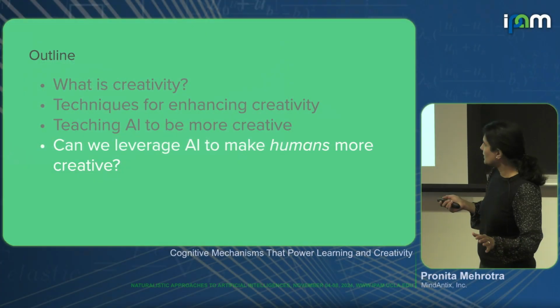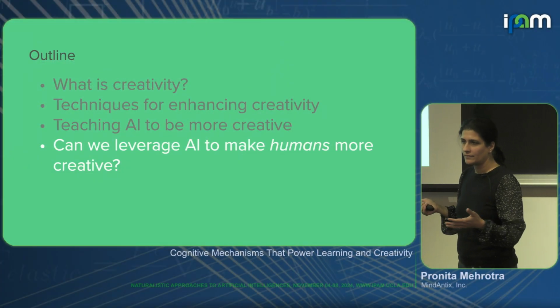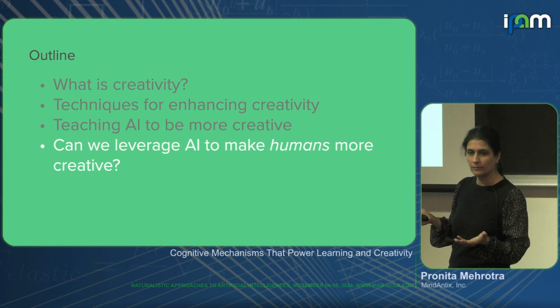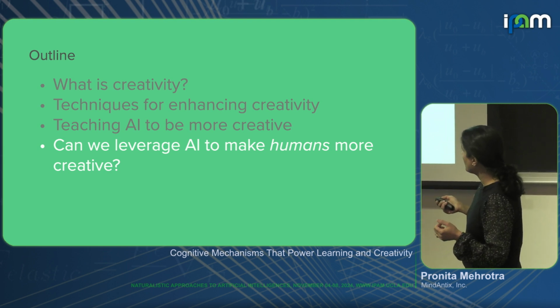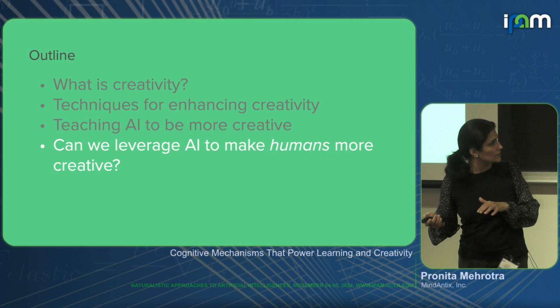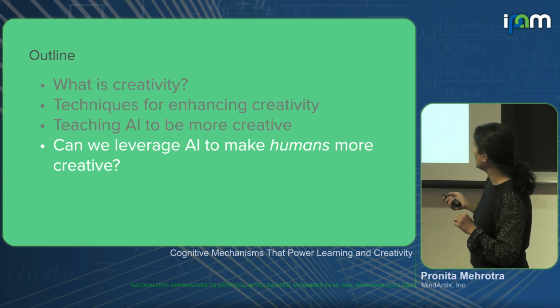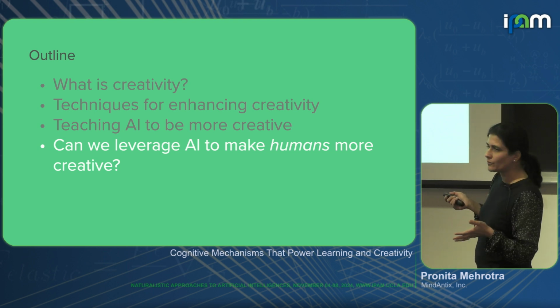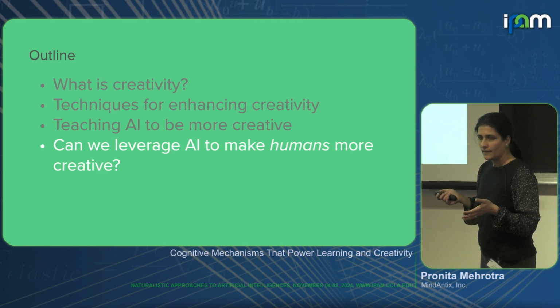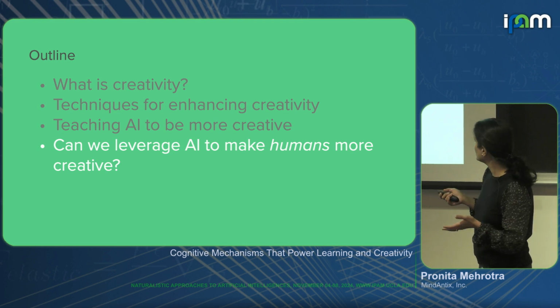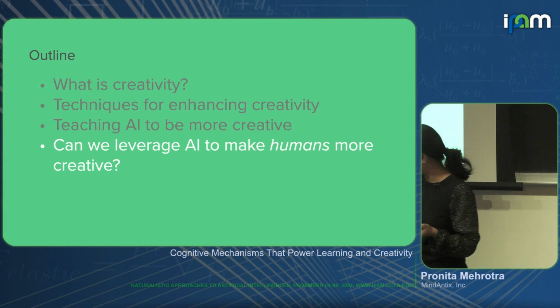Okay, so at least with this one technique, we know that we can get AI to give us more creative ideas. And the last part, how much time do we have? Okay. In the last part, I just want to make a case for why I think it makes sense for us to leverage AI to make humans more creative.